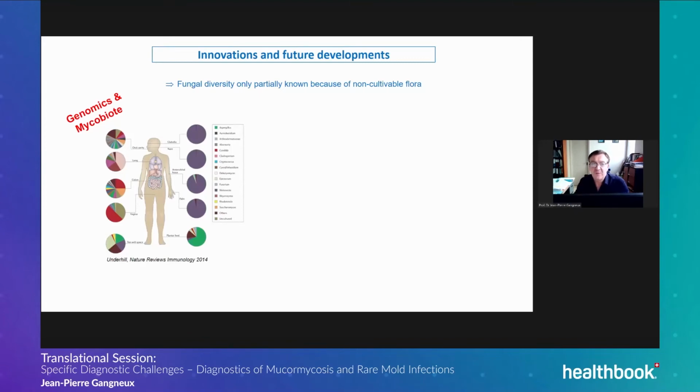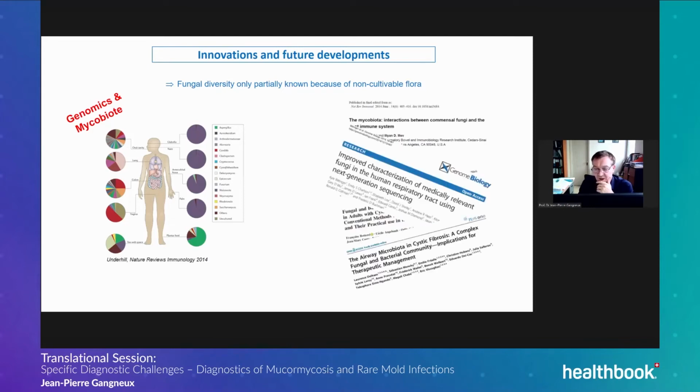So in this context, what can we expect with innovation and future developments? Of course, you know that genomics with whole genome sequencing, but also microbiota, can be used as epidemiological tools, but also perhaps as diagnostic tools in order to evidence the fungal diversity, because when we have the culture, we only have a partial vision of what the flora is. And of course, you know that many papers are now published, and so next generation sequencing will probably be a new tool for the diagnosis and even for the detection of resistance, for example, using shotgun approaches.